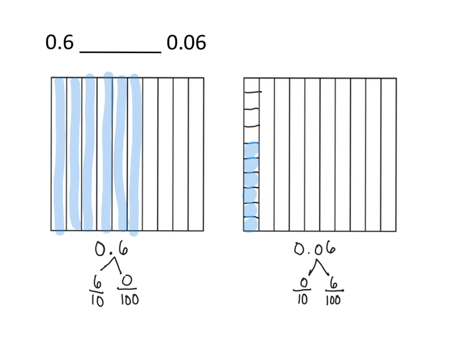Just by looking at the two area models, we can see that this one is shaded in much more than that one. So the winner, the greatest, is 6/10. So let's put the greater sign facing the 6/10 because that's the bigger side. The smaller side is facing 6/100ths because it's the smaller decimal.